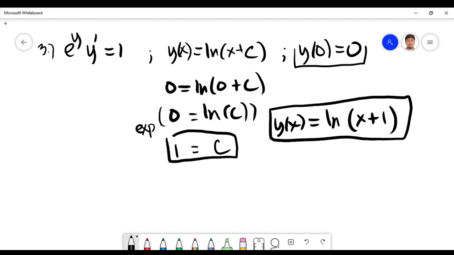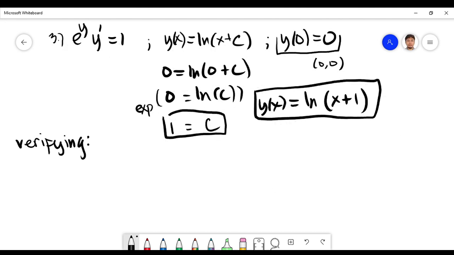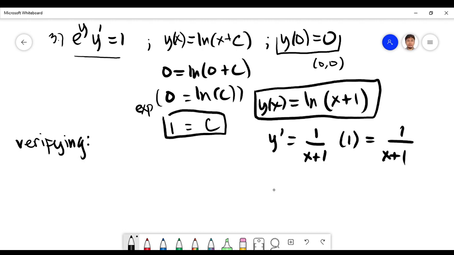So this particular solution passes through point (0, 0). Verifying our particular solution, we substitute it back into our differential equation. What we need is the value of our y prime. y prime, the derivative of ln of x plus 1, is just equal to 1 over x plus 1 times 1.